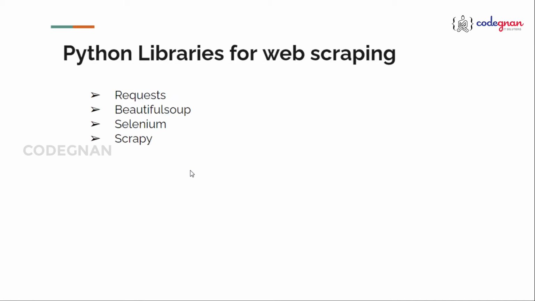Now, what are the Python libraries that you can use for performing web scraping? There are many libraries. You have Requests, Beautiful Soup, Selenium, Scrapy. But here we'll talk about the basic two, that are Requests and Beautiful Soup. Using these two libraries, we'll perform our web scraping task. Okay, so this is all about your introduction.